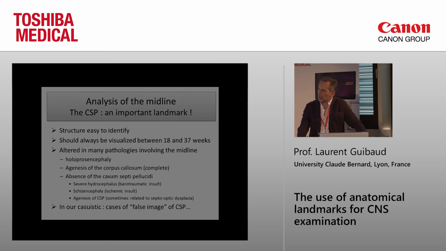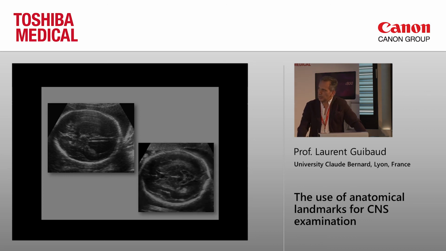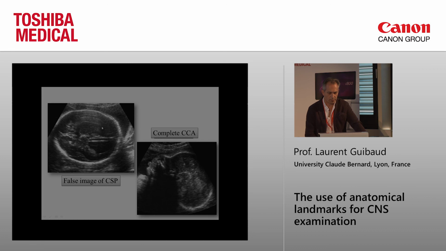But in our casuistic, we have cases of false image of CSP. As in this case, I will show you two images. One is a false image, one is a real CSP. For sure, for you, the CSP is here. This is not the CSP, because in this case, you have a complete agenesis of the corpus callosum. And you know, sometimes there is dilatation and ascension of the third ventricle, which may mimic a CSP.